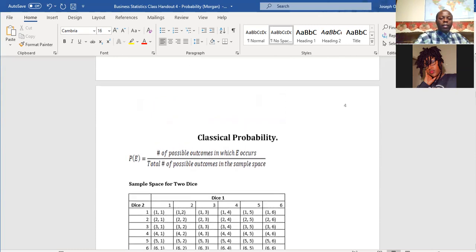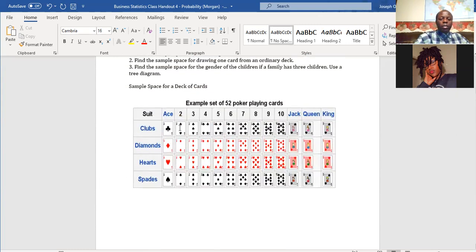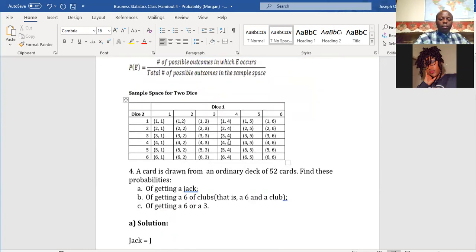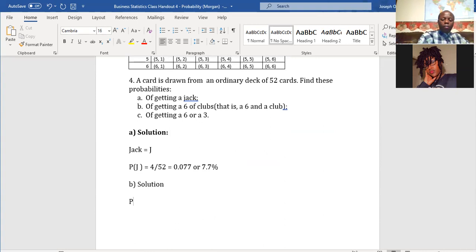If you look at the cards here, you can see that these are the clubs, and these are the numbers on those cards. There's only one six of club. Only one club has the number 6 on it, and that is this one. So the probability of getting a six of club will be equal to 1 out of 52 cards.